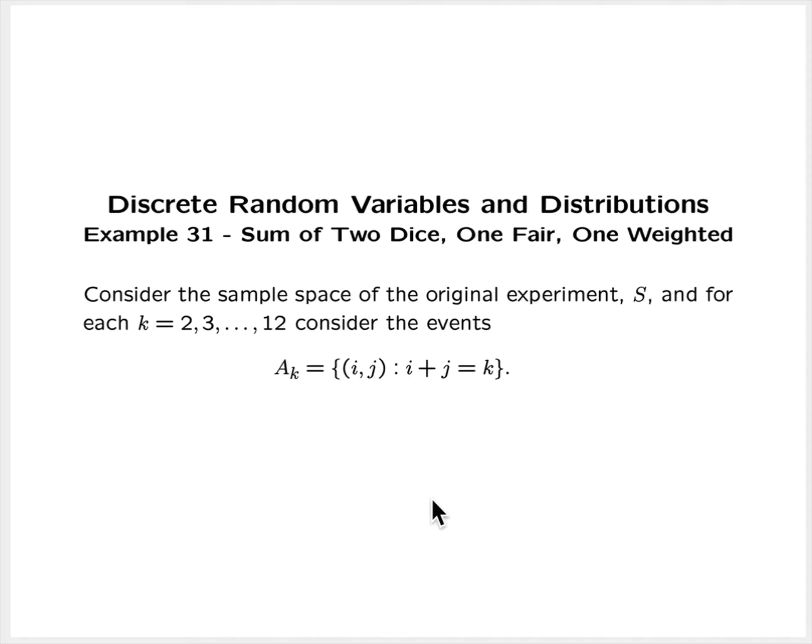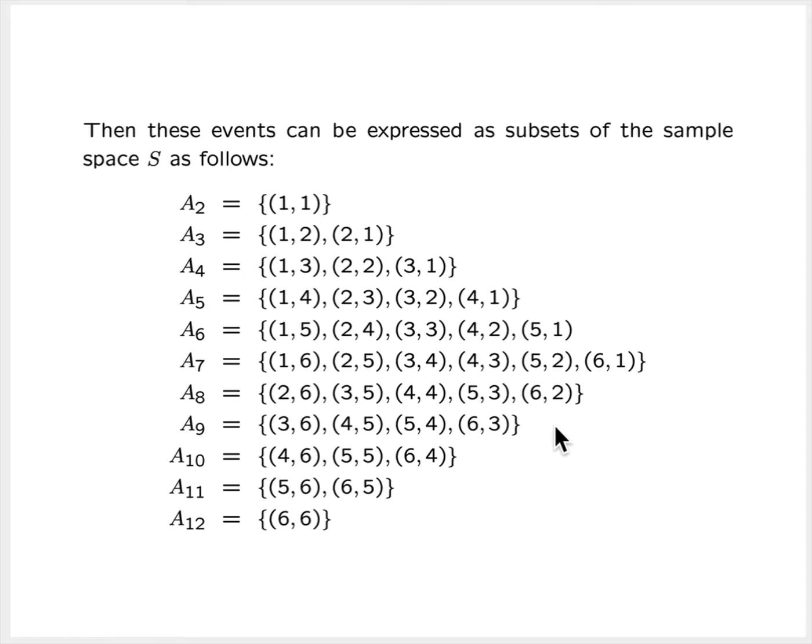All right, now consider the sample space of the original experiment S, and for each k going from 2 to 12, we're again going to consider the events which we'll denote by A sub k, which consists of the ordered pairs i comma j, where the sum of the two coordinates, the sum of the two dice, is equal to k. And we looked at this notation and this representation in the previous example. All right, and it's going to be useful for this example as well.